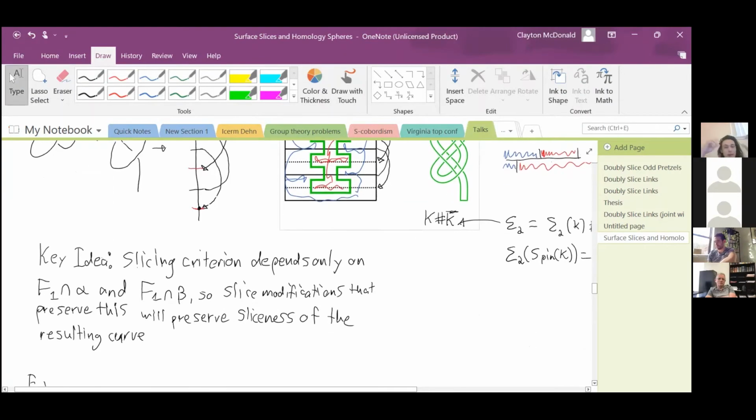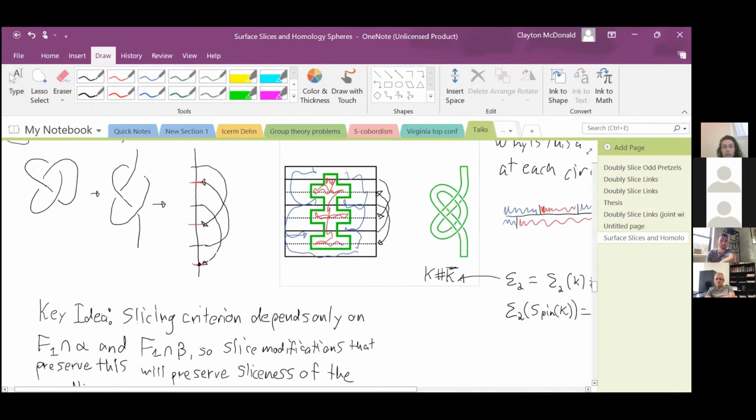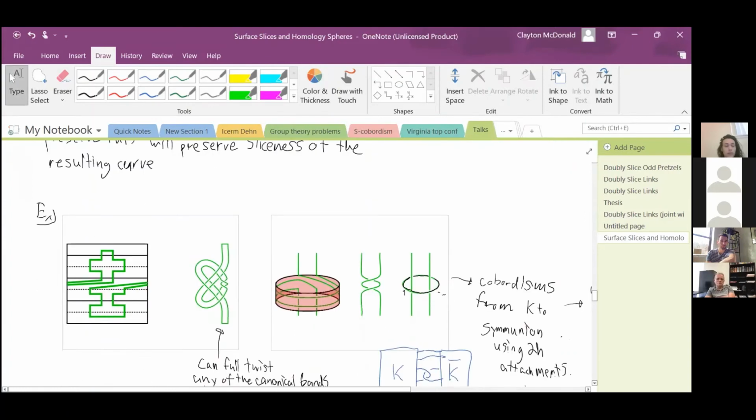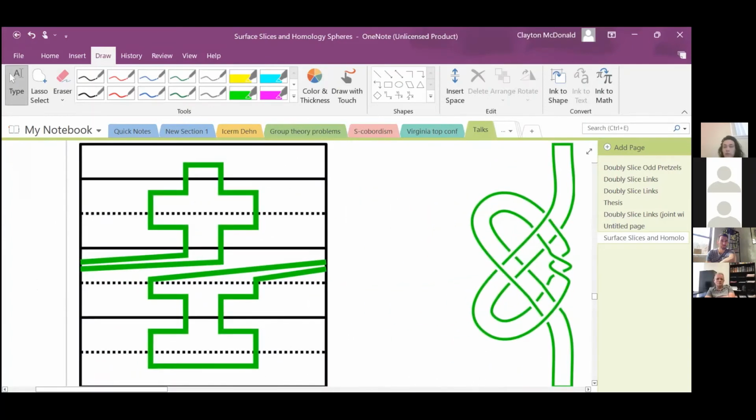Okay. So the key idea of this criterion is that it depends only on F1 intersect alpha and F1 intersect beta. So slicing modifications that preserve F1 intersect alpha and F1 intersect beta will preserve the fact of being a slice. For example, if we start with this example, we see that there's this annulus here, and we could Dehn twist along that annulus. If we fill this in, the intersection with all of the dotted or solid curves will be exactly the same, so it'll still be a slice by the same logic as before.